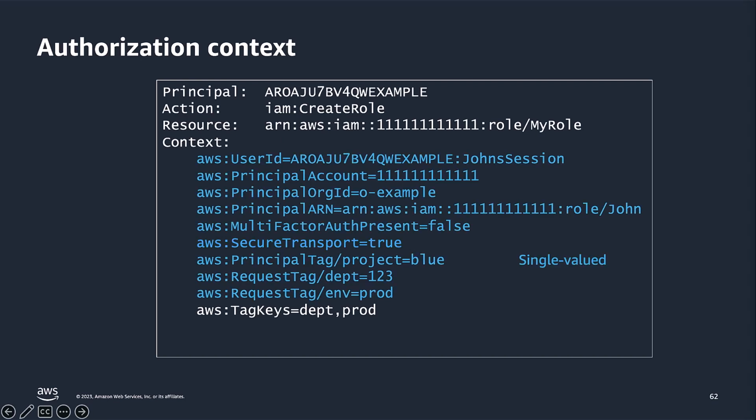In blue, I've highlighted all of the single valued keys in this request. Remember that a single valued key is a key that can only ever have 0 or 1 value in the authorization context. In orange, you can see that the only multi-valued key in this request is AWS tag keys. This is the only key in this particular request that may have multiple values. This means that this is the only key that you should use the multi-valued qualifiers for any value and for all values to match in this particular authorization context.